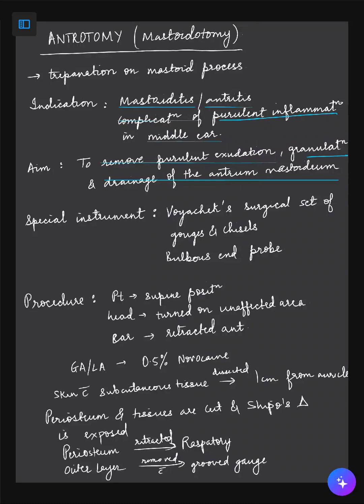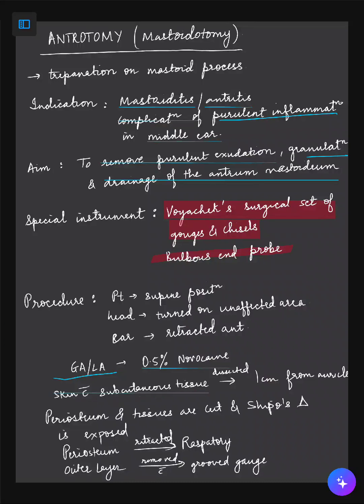What are the special instruments? We need to remember the special instruments, which are the Voyachek surgical set, gouge and chisels, and a bulbous end probe. Okay. What is the procedure of this mastoidotomy? Now, the patient is in supine position. After that, turn his head to the unaffected side and the ear is retracted anteriorly. Then we need to give general anesthesia or local anesthesia, which is 0.5% Novocaine.